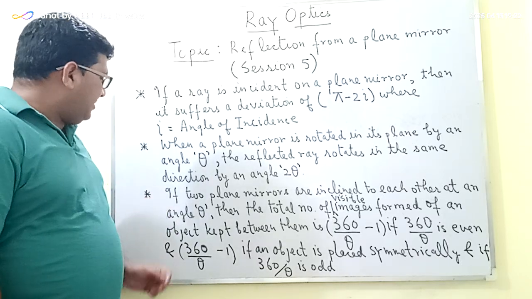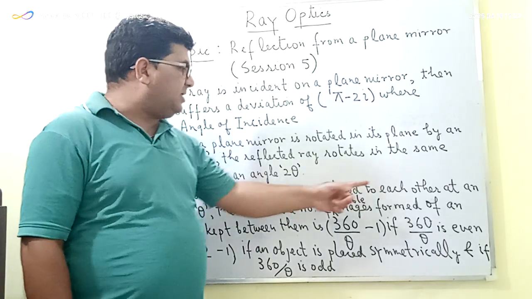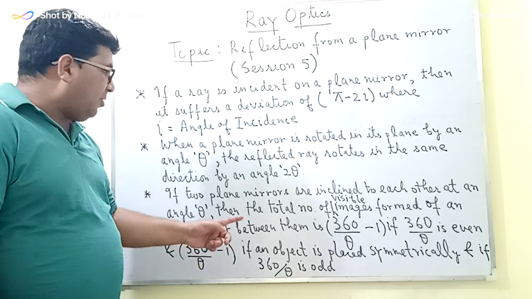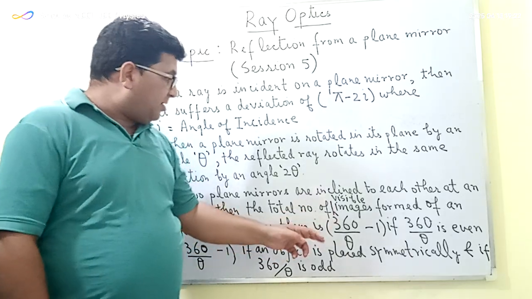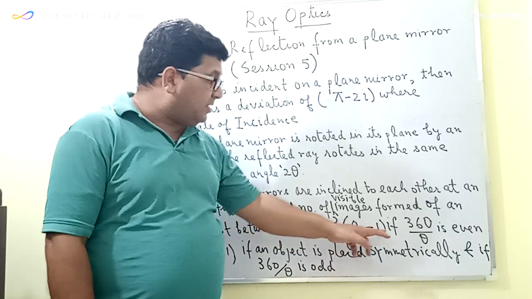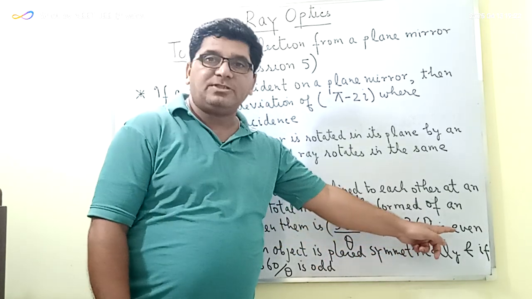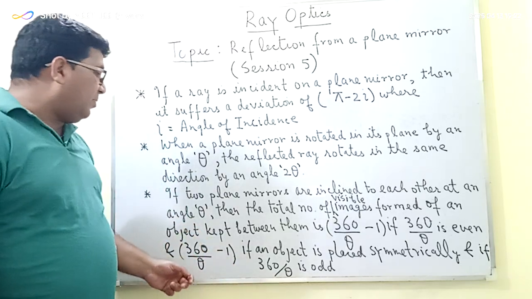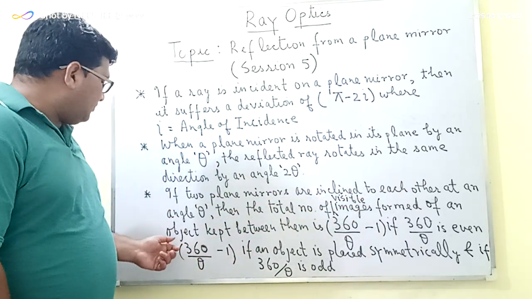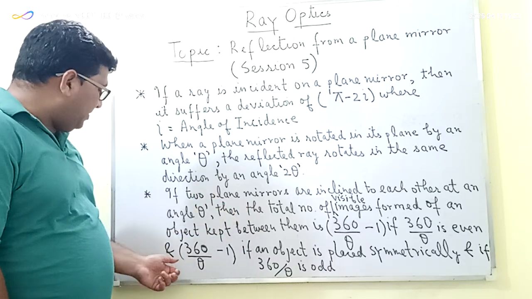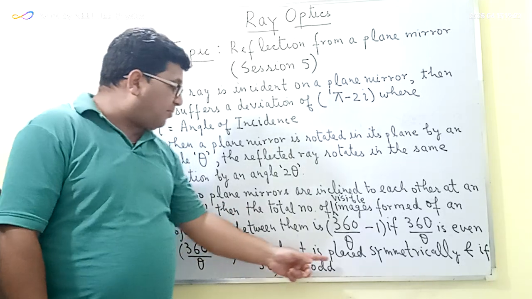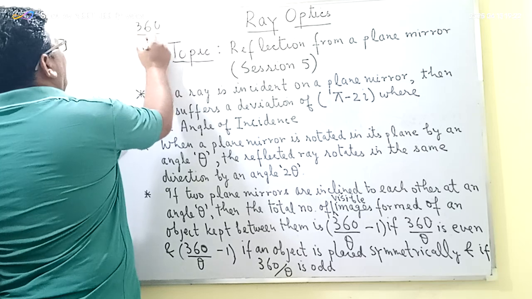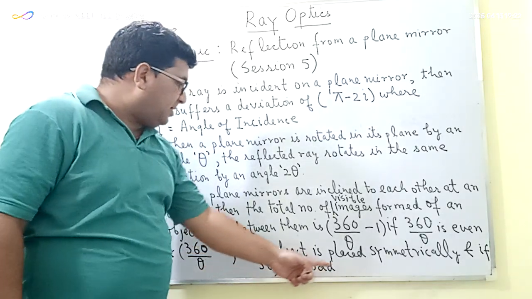And the third important point is that if two plane mirrors are inclined to each other at an angle theta, then the total number of visible images formed of an object which is kept between them is equal to 360 divided by theta minus 1 if 360 divided by theta is even. And if 360 divided by theta is odd, then the number of visible images formed of that object kept between the two plane mirrors will be equal to 360 divided by theta minus 1 if the object is placed symmetrically, and it will be equal to 360 divided by theta if the object is placed asymmetrically.